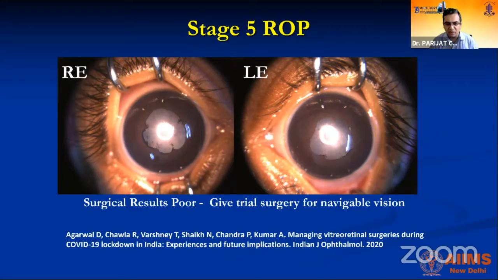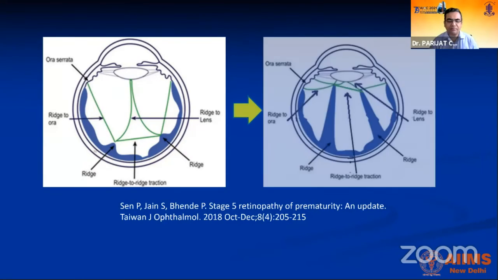Professor Atul Kumar published this excellent new paper on the management of vitreoretinal surgery during the COVID times, and how it impacted the services at RP center and throughout India as well, and how we can improve with these strategies. Just to show you how the management varies in stage 5 ROP, there are different kinds of traction which happen: ridge to ora, ridge to ridge, and ridge to lens tractions. So this helps us to understand how surgery in stage 5 ROP is a little different from routine vitreoretinal surgery.